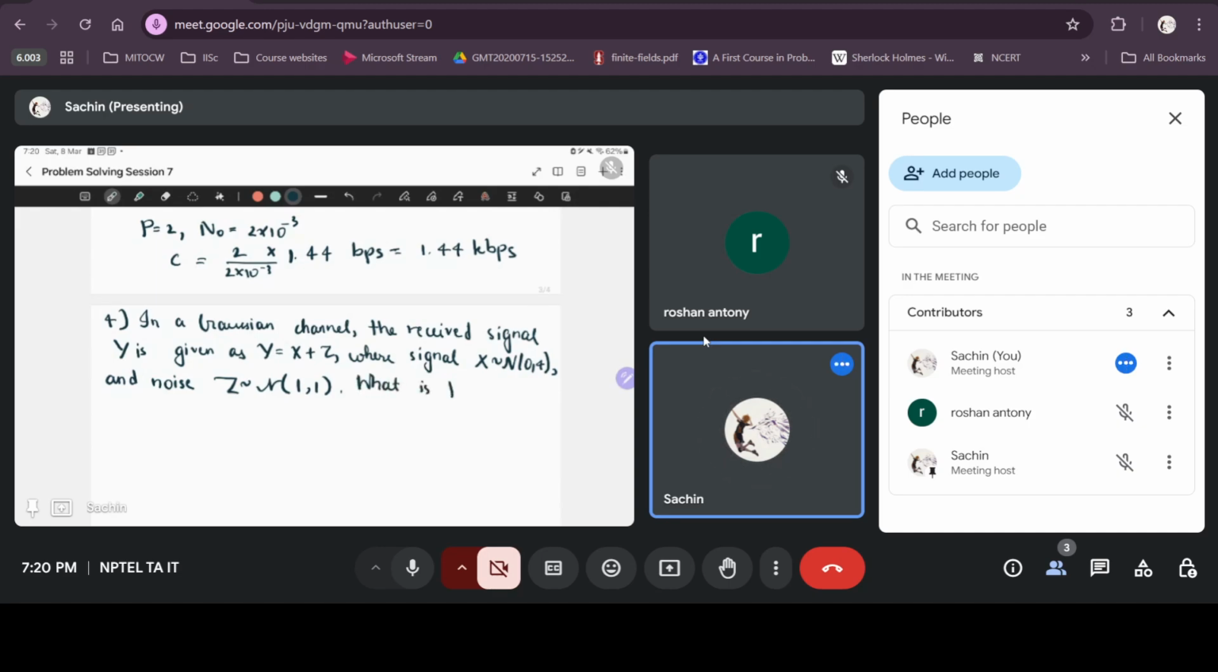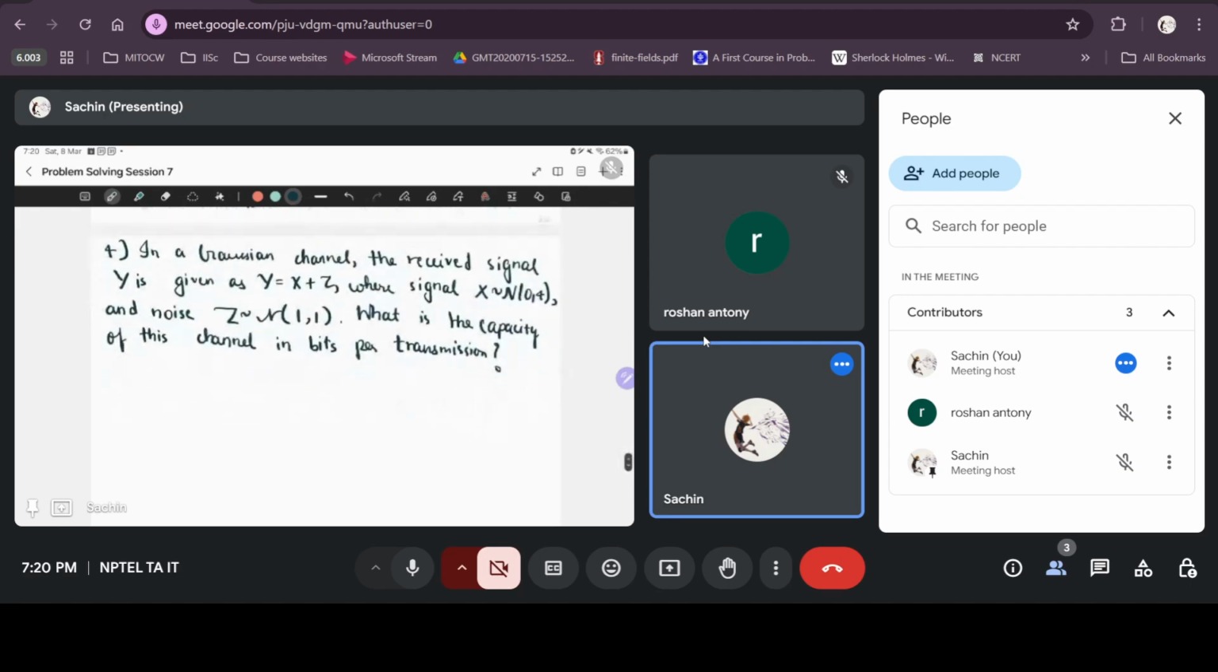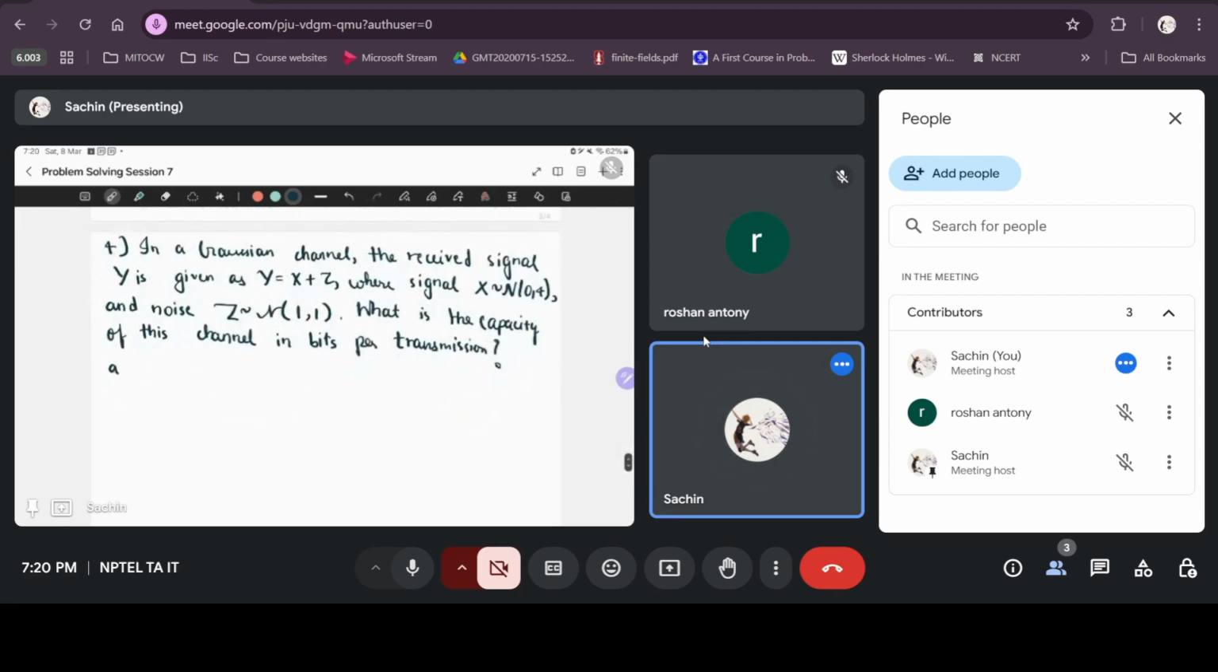What is the capacity of this channel in bits per transmission? Is it 1.16, 0.76, 1.29, or none of the above?